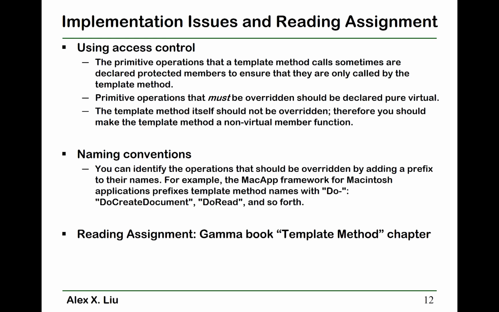Naming conventions. You can identify the operations that should be overridden by adding a prefix to their names. For example, in the Mac app framework for Macintosh applications, the prefix used for the template method steps is "do". For example, if you have a step create document, you add do, which means that for each derived class you do need to implement this. And this do read means that this will do something, the reading step, and so on.